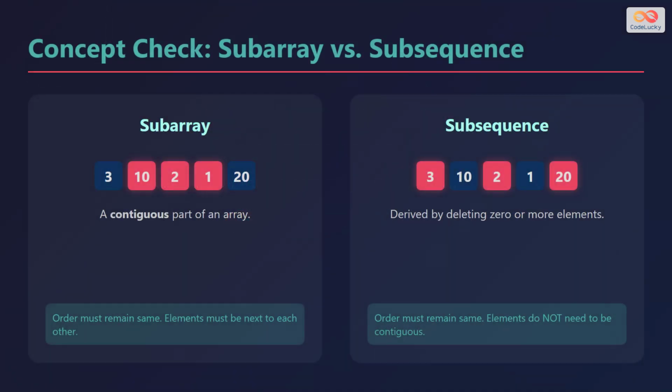Before we begin, it is crucial to distinguish between a subarray and a subsequence. A subarray is a contiguous slice of an array. The elements must sit next to each other. A subsequence, however, can be derived by deleting elements. The remaining elements keep their original relative order but do not need to be neighbors. For this problem, we are looking for subsequences.